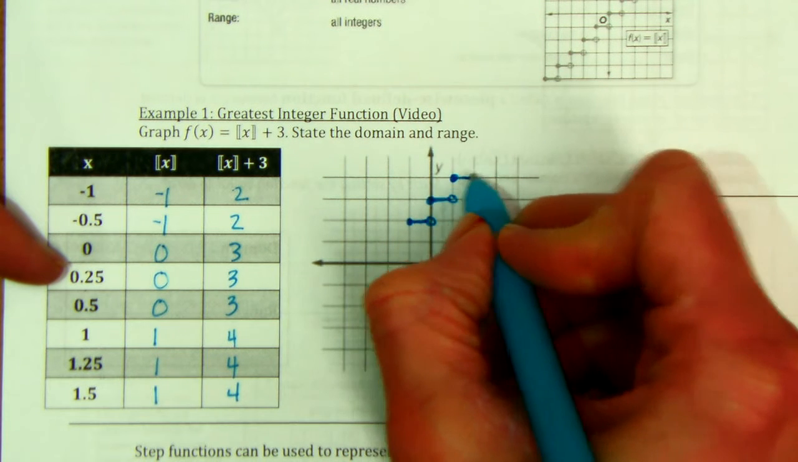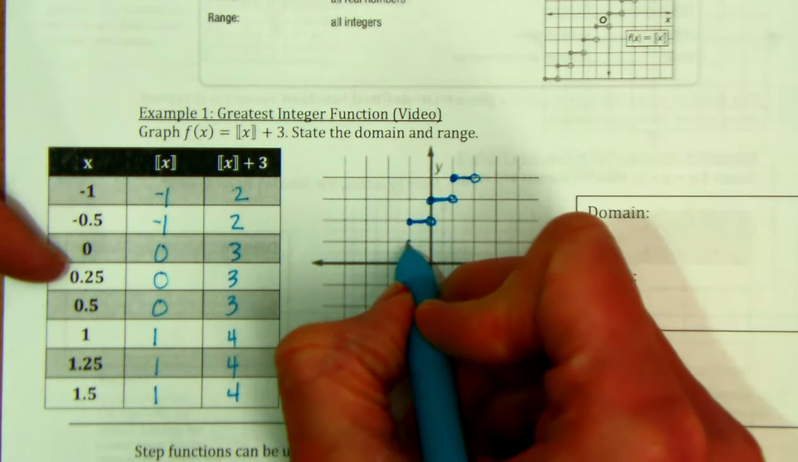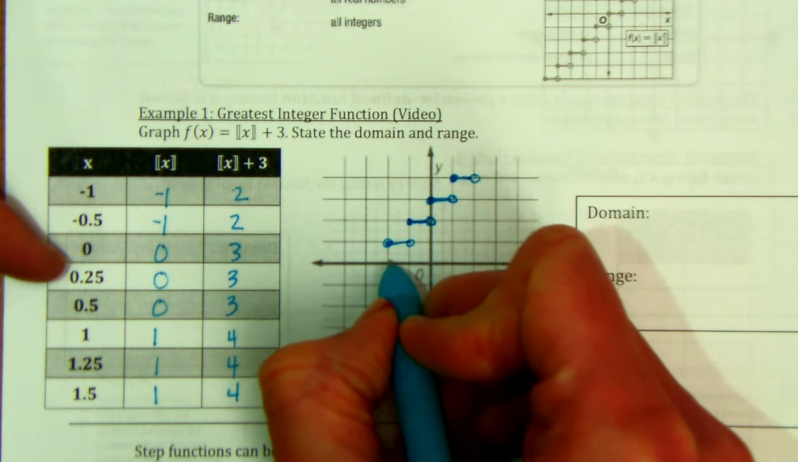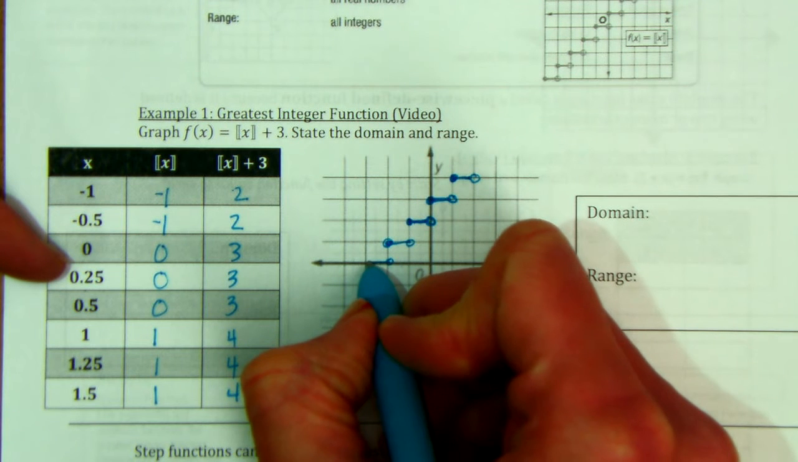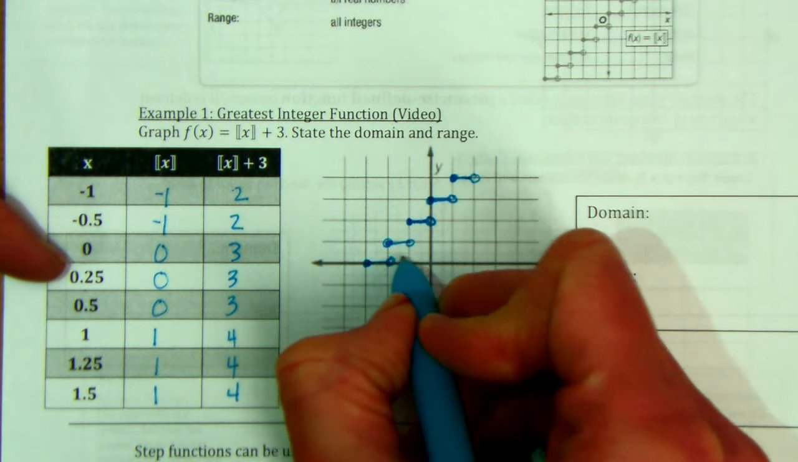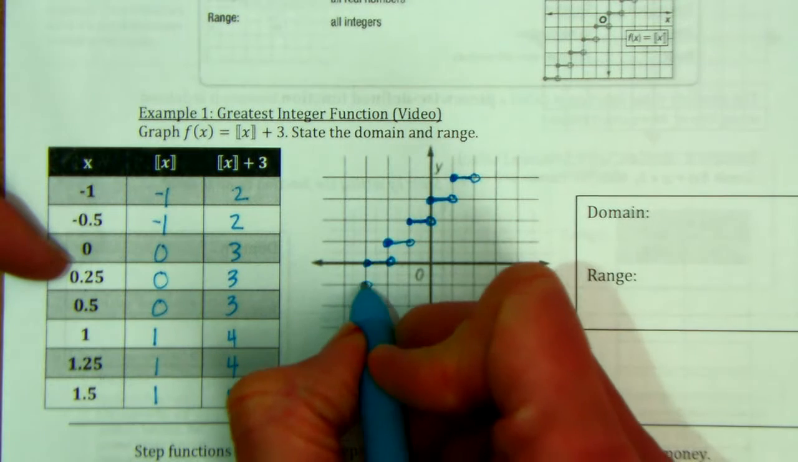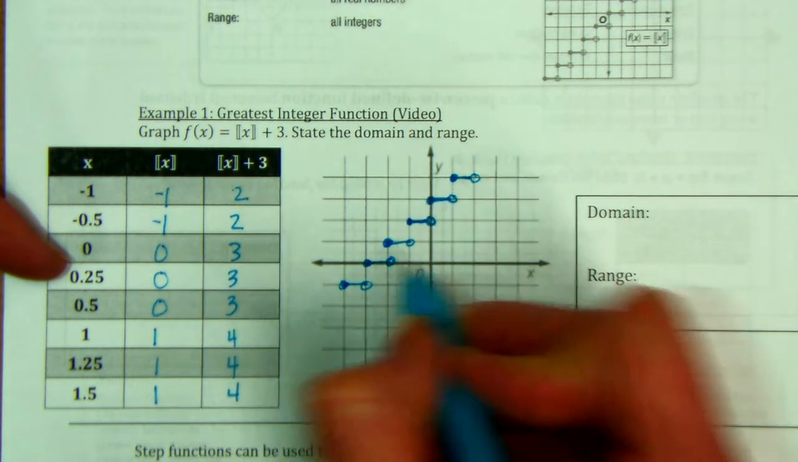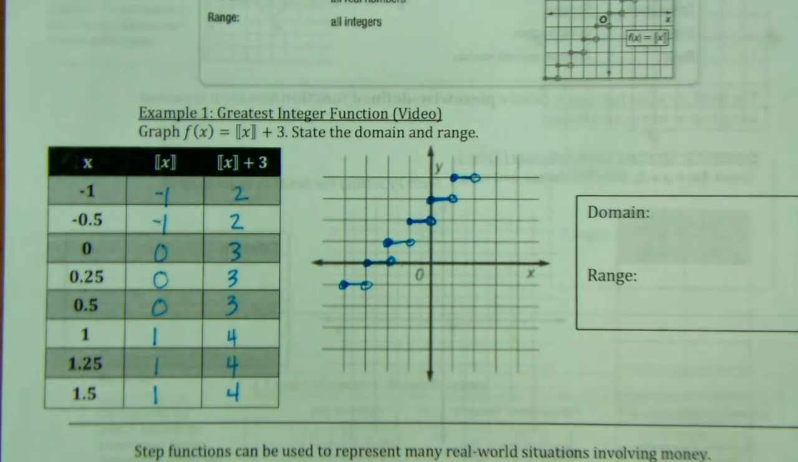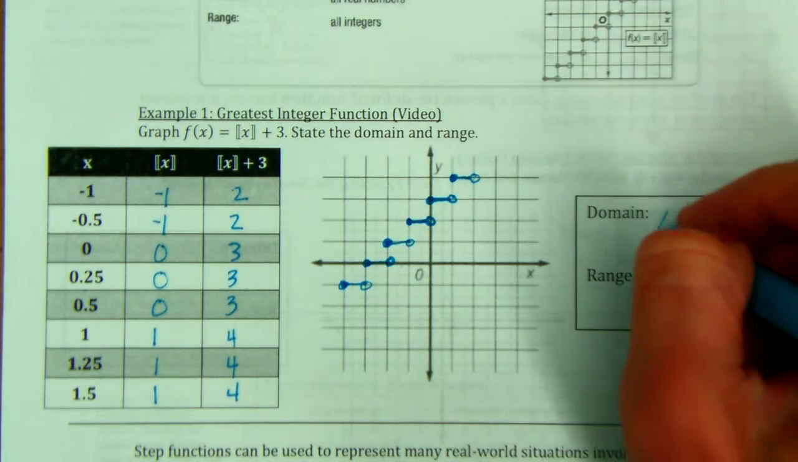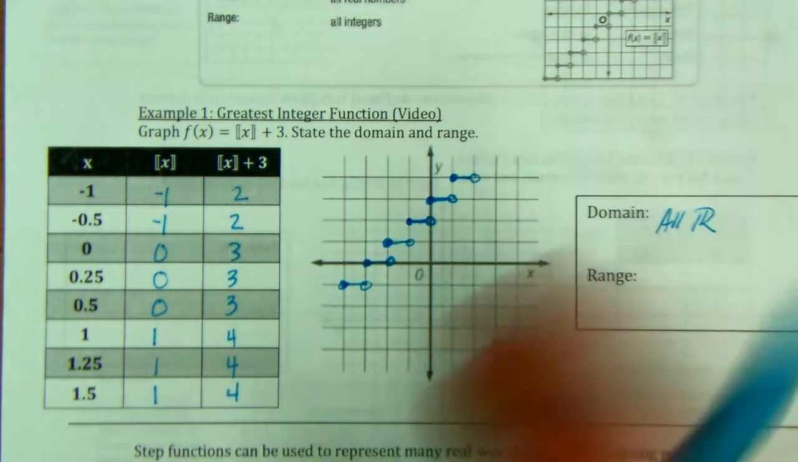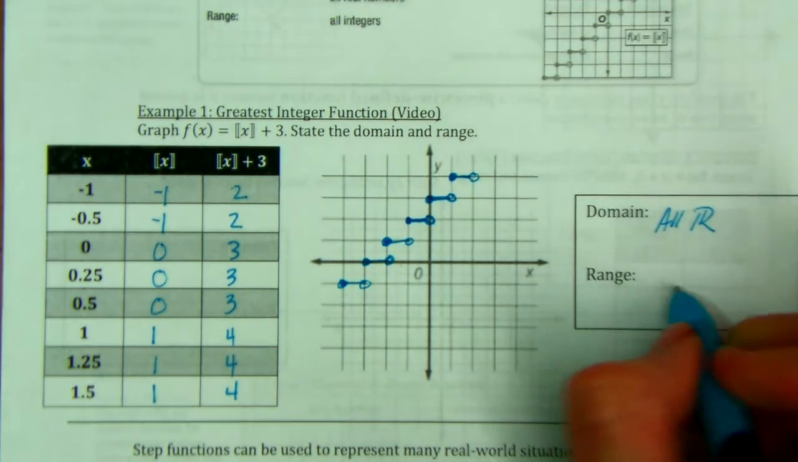Right here, this is an open one. This is a closed one. This is an open one. This is a closed one. All right? So that's what it looks like. So your domain, you can plug anything in. So that's all real numbers. But your range is all integers. All right? So that is a step function.